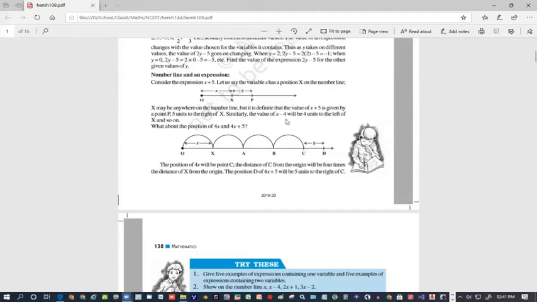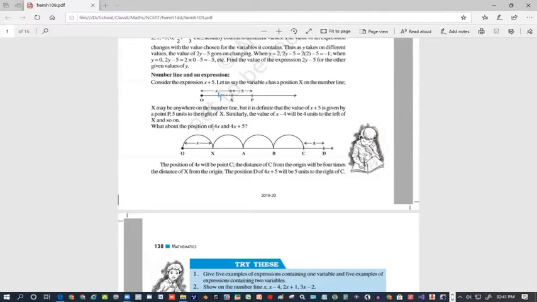Similarly, the value of x minus 4 will be 4 units to the left of x. So from x we will count 1, 2, 3, 4. So it will be somewhere around here. If this is x minus 5, this will be x minus 4. So this is how you can represent an expression on the number line.